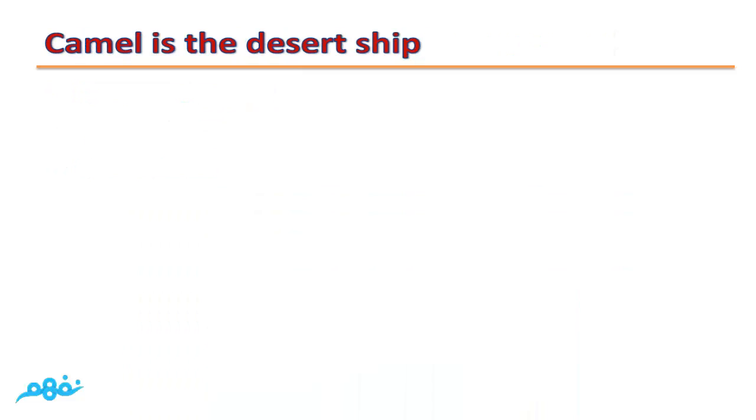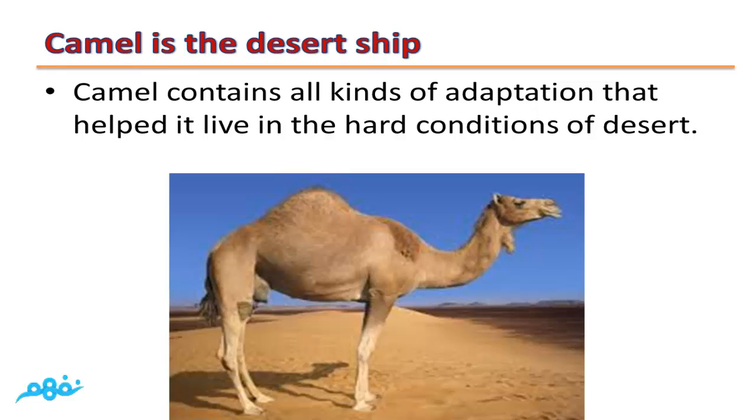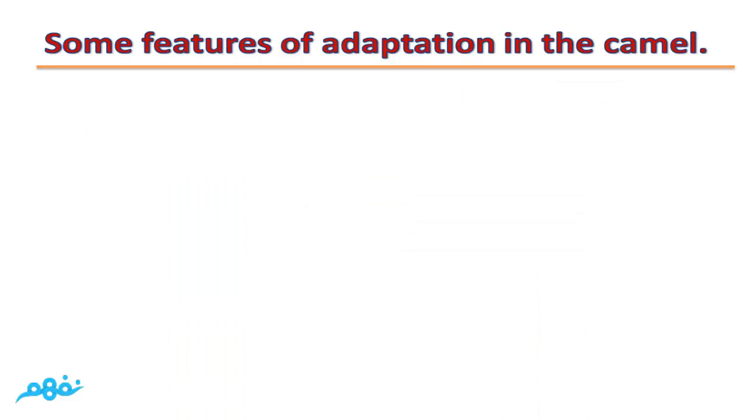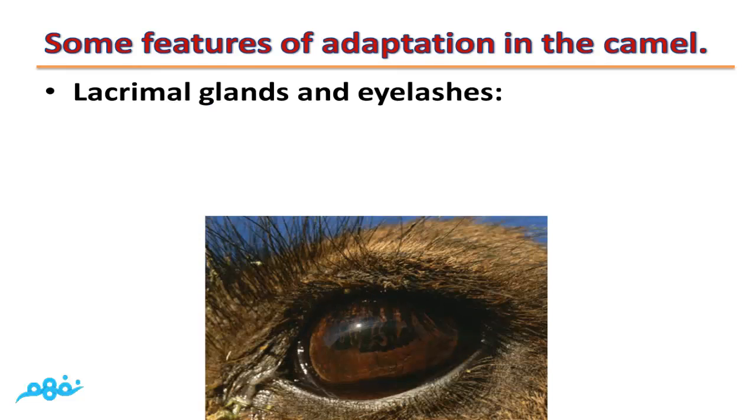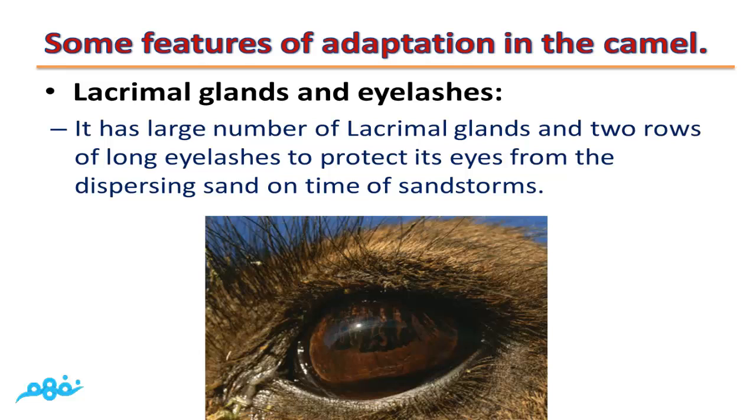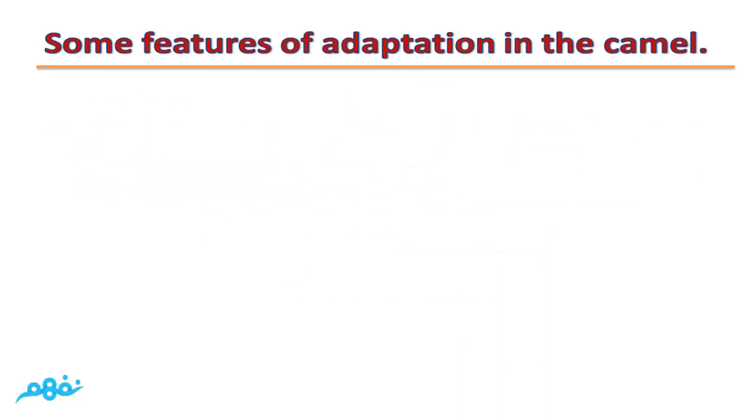Camel is the desert ship. Camel contains all kinds of adaptation that helped it live in the hard conditions of the desert. Some features of adaptation in the camel: lacrimal glands and eyelashes. It has a large number of lacrimal glands and 2 rows of long eyelashes to protect its eyes from dispersing sand at the time of sandstorms.